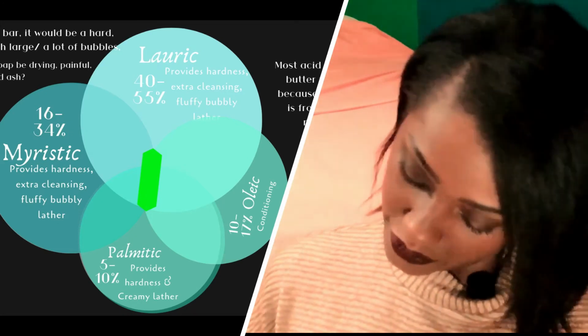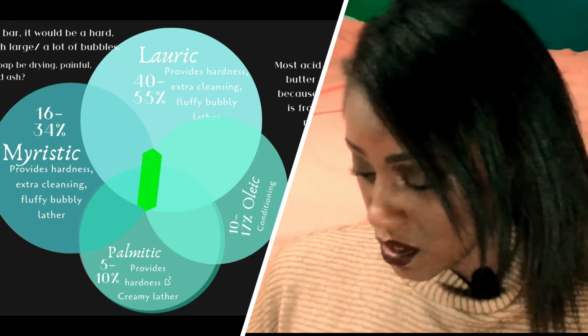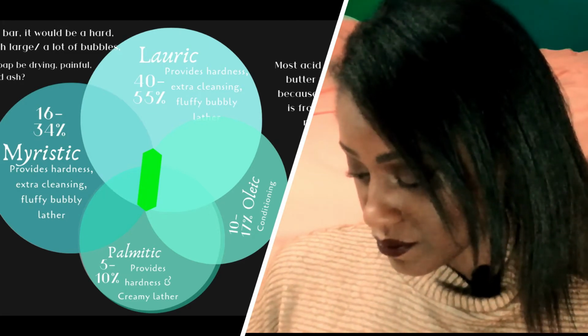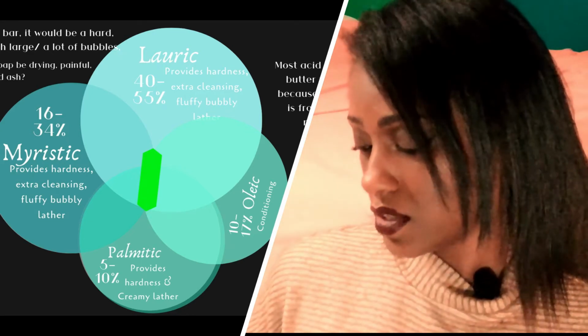Then you have palmitic and oleic, but palmitic also provides hardness, and then 10 to 17% is oleic, which is conditioning. Now what's scary is that there's only one conditioning acid in there. The rest are all hardening, which I feel like in liquid soap probably means stripping.